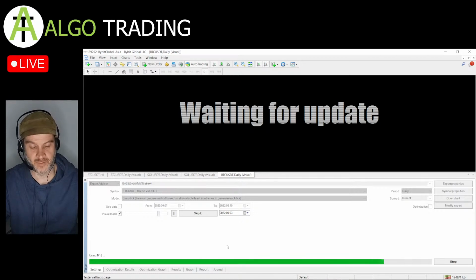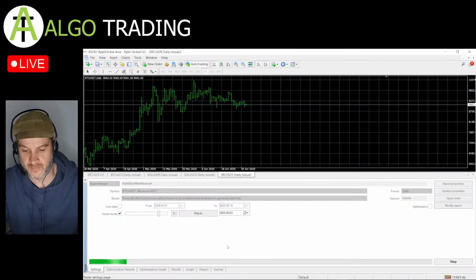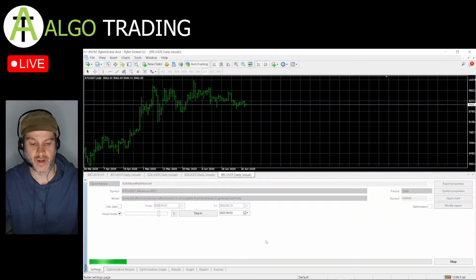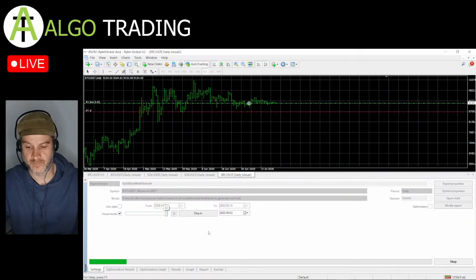MT5 is much nicer when it comes to backtesting because you have the MQL5 network you can run it on. Also it's multi-threaded. MT4 is not multi-threaded. So I've got an 8-core laptop, so MT5 uses 8 threads when it's doing its testing, whereas MT4 only uses 1 thread. Let's just speed that up.